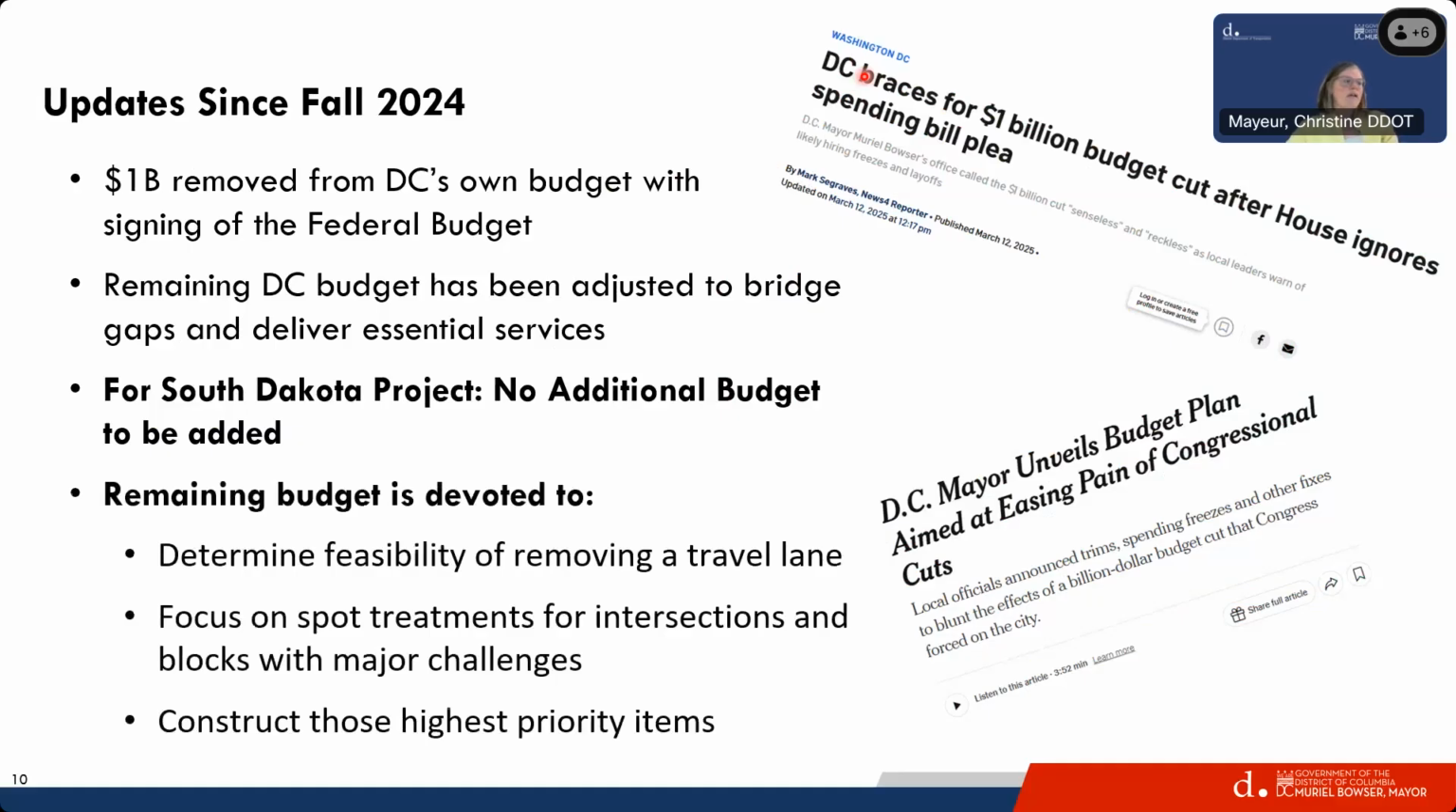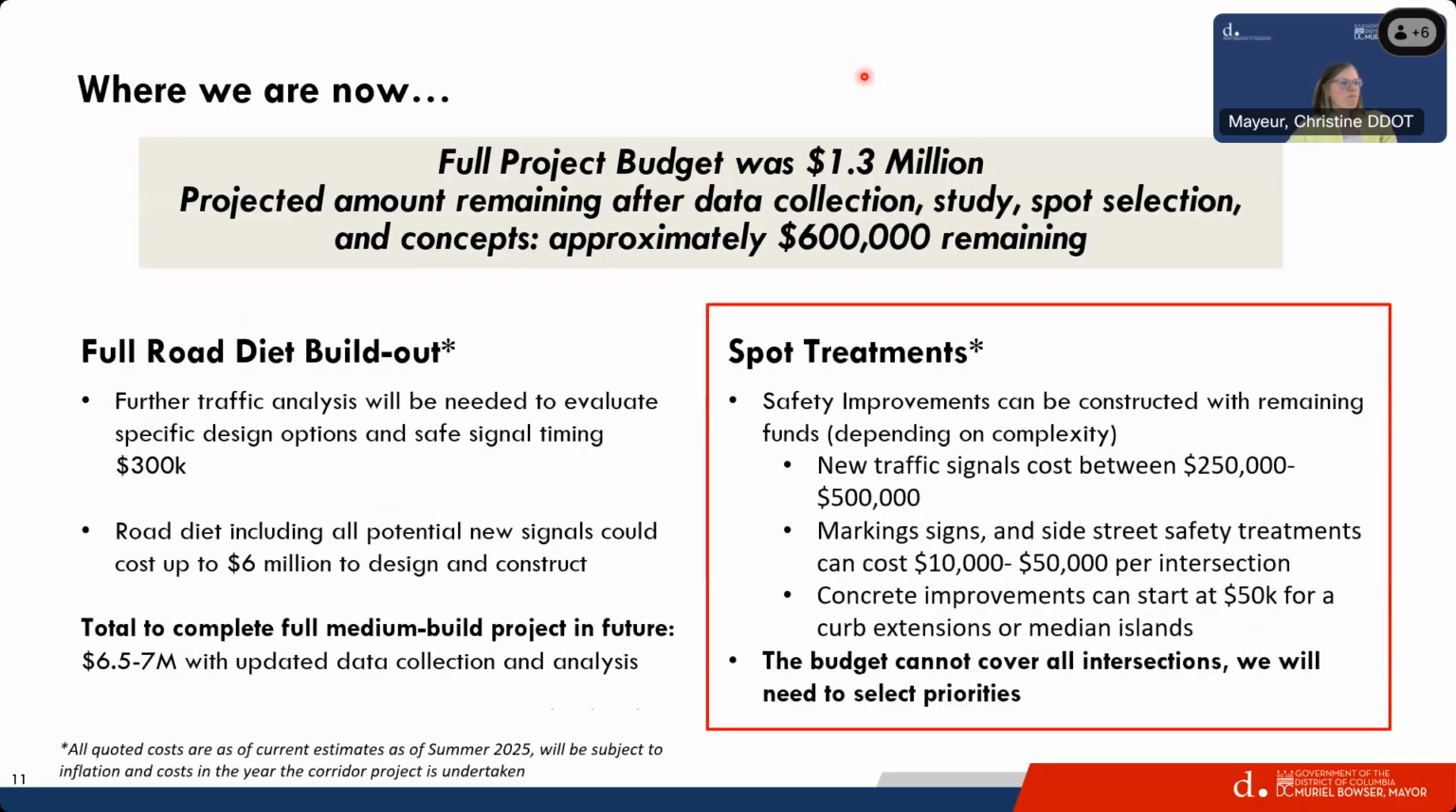So remaining budget that we're looking at for the rest of this project is to finish our feasibility study for what it looks like if we remove a travel lane, and what traffic looks like there. Focus on spot treatments for intersections and blocks with major challenges and safety concerns, and then construct those highest priority items. So our full project budget to start, and including the additional $300,000 that we received from Councilmember Parker in FY25, was about $1.3 million.